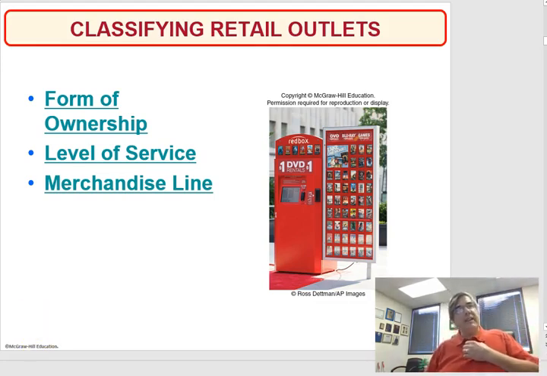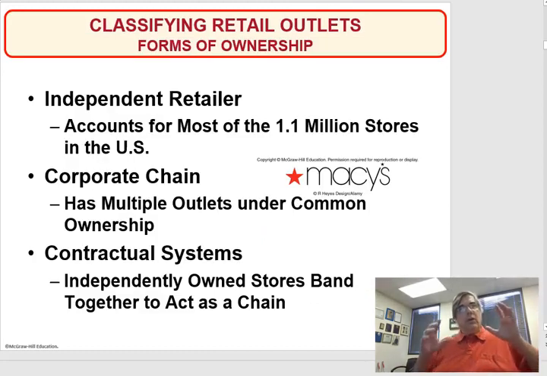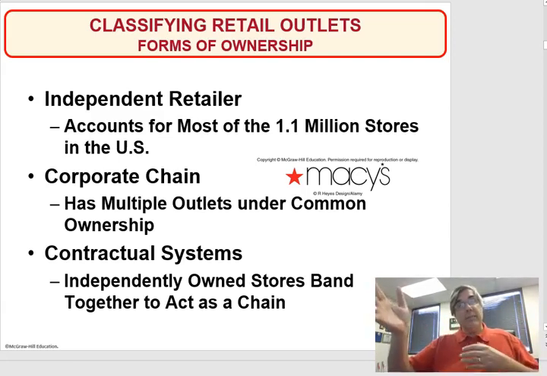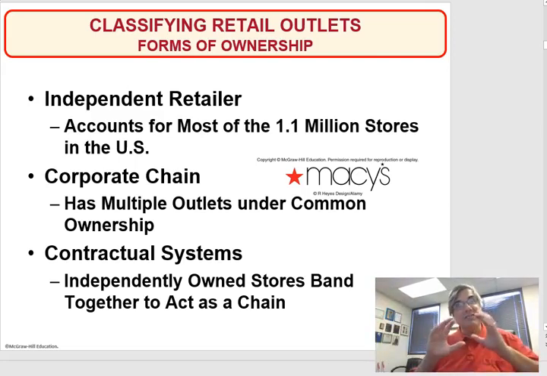So, for example, we have 3 types of forms of ownership: the independent retailer, the corporate chain, and then the contractual system. An independent retailer would be much like my favorite place to eat here in Stephenville, Big O's. He owns it, and it's his place, and nobody else is involved, and he can just do what he wants. So that's an independent retailer.